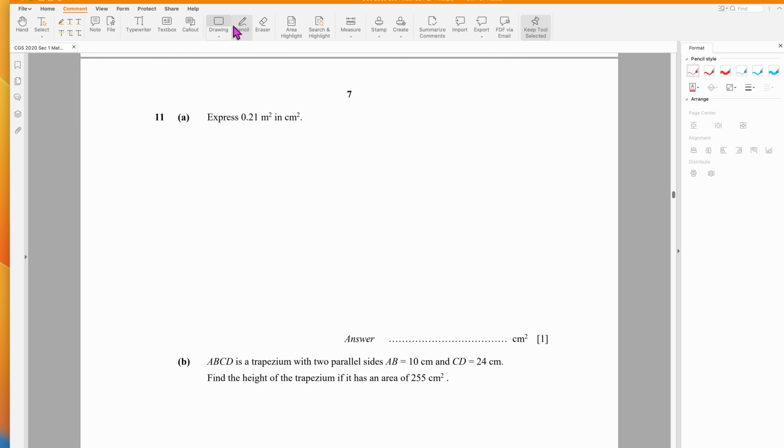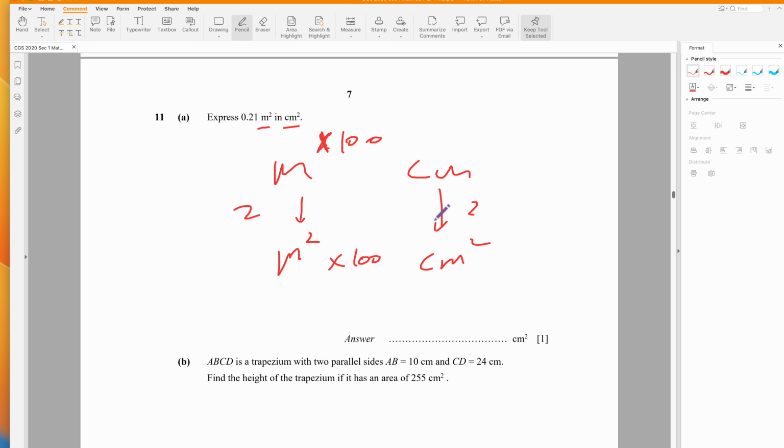So the conversion from this to this. Actually, before the conversion, meter to cm is times 100, right? So meter square to cm square is times 100 squared. Since you square this, your 100 also must square. So that's why you get 0.21 times 100 square.